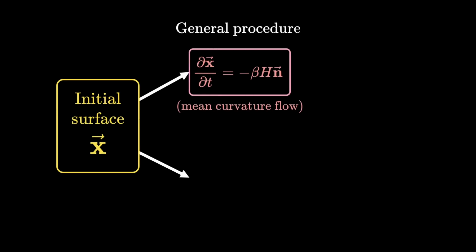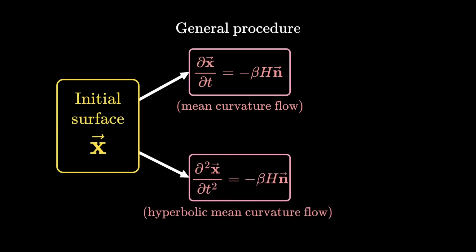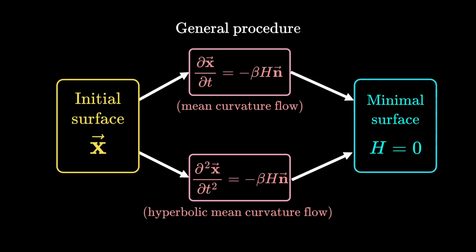Regardless, the general procedure to solving Plato's problem would be to start with some initial surface, where we denote the position vectors to be x, and then you have two choices. Either you evolve the velocity to be proportional to mean curvature, in which case you choose mean curvature flow, or the acceleration is proportional to mean curvature, that is, you choose the hyperbolic mean curvature flow. At the end, we hopefully approach the steady-state solution, which is a minimal surface having mean curvature 0.